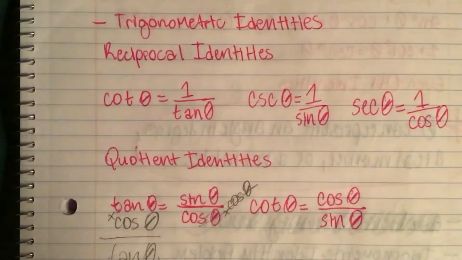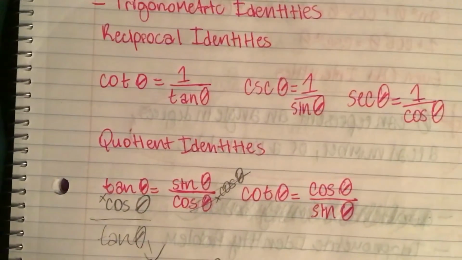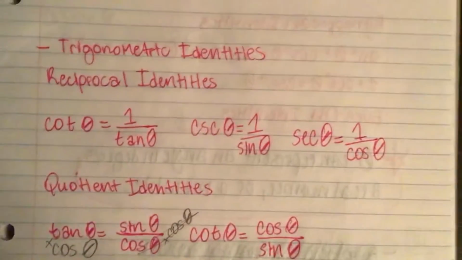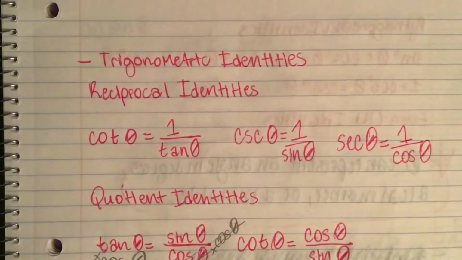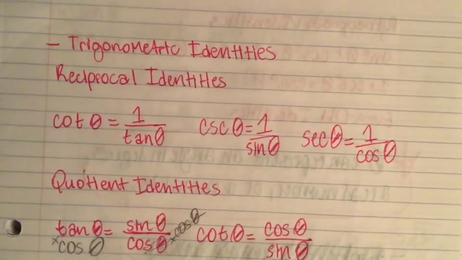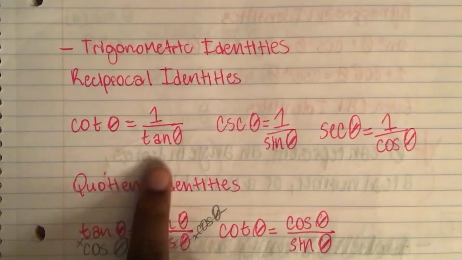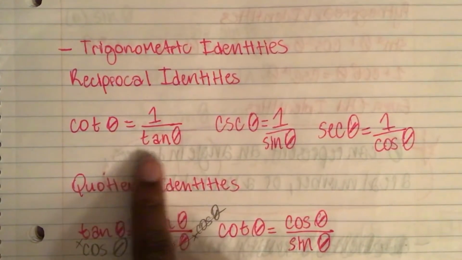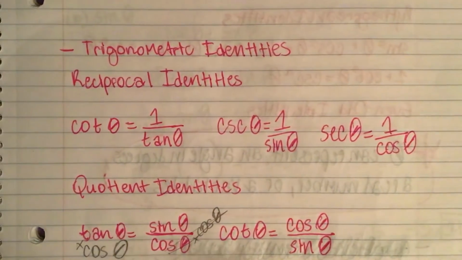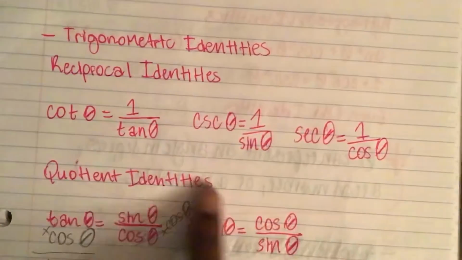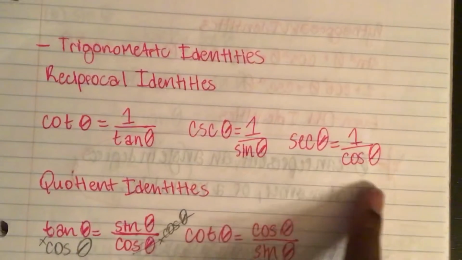Hey guys, so I'm back again with another video, and today we're going to be talking about trigonometric identities once again. So right now I'm just doing a brief overview of some of the identities we learned last week. As you can see here, these are some reciprocal identities, and they work both ways. Like I mentioned before, tangent of theta is obviously going to equal 1 over the cotangent of theta. Same with cosecant and sine, and secant and cosine.